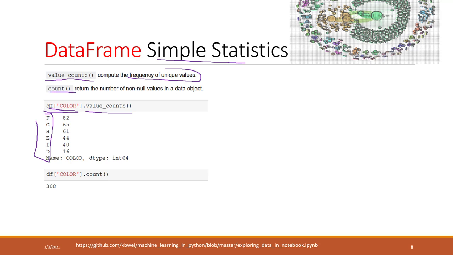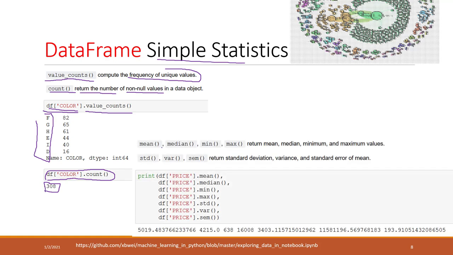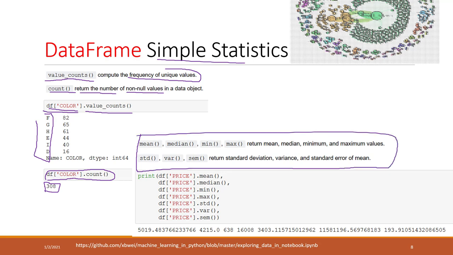And if you are using the count function, that will count the number of non-null values in the data object. So here you can see for this column, we have more than 308 records. And there are also a lot of other statistics, like the mean, median, minimal, maximal, standard deviation, variance, and SEM. I'm not sure what SEM is. Okay, so that is the standard error of the mean.